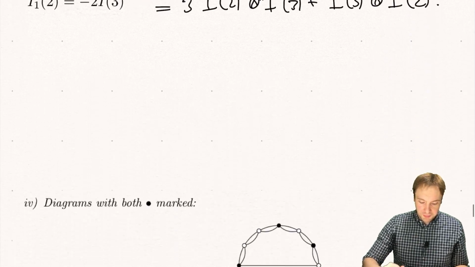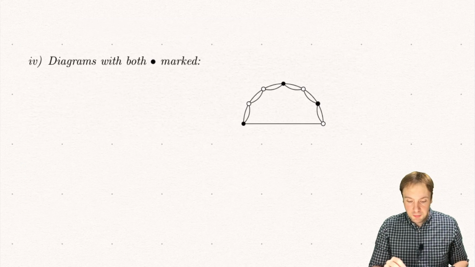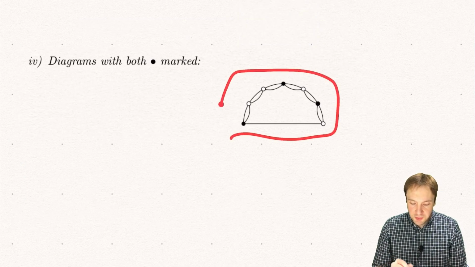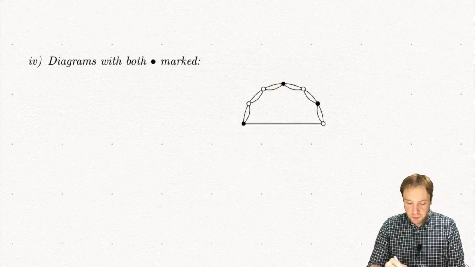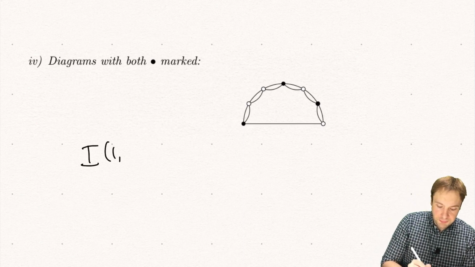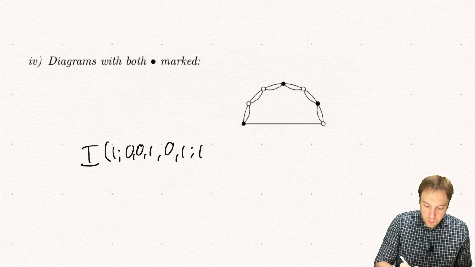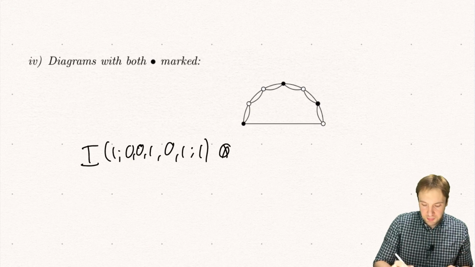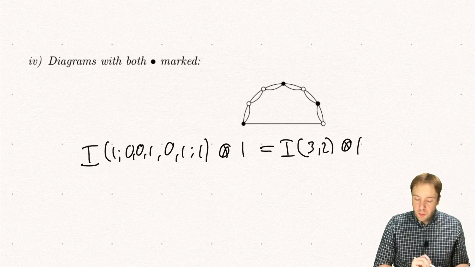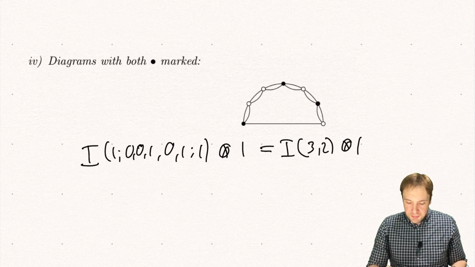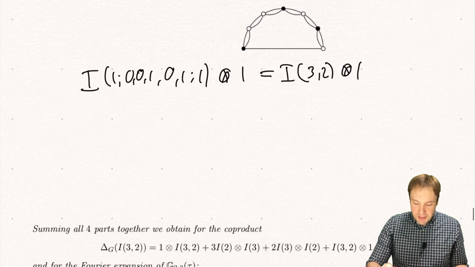Okay, so now the last case is when we actually choose both black dots. And then the statement is, this is the only diagram where we choose both black dots. And this gives, well, we choose everything. And therefore, the left-hand side is I 0, 0, 1, 0, 1, 1. And on the right-hand side is, well, just 1. So this gives I 3, 2, 1. And so we have these four cases. And now we can add everything up. And we get the following.